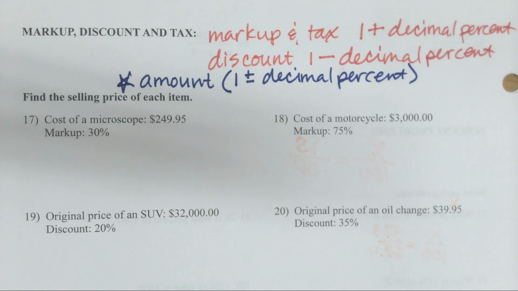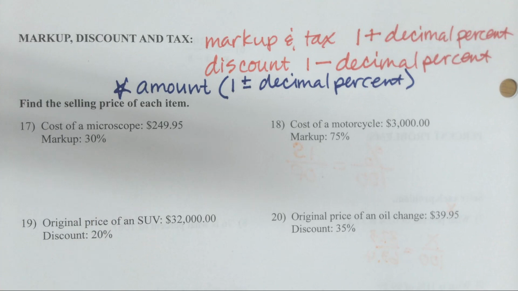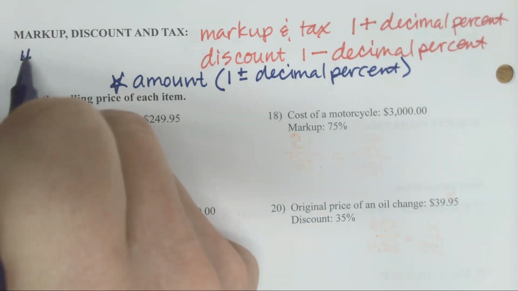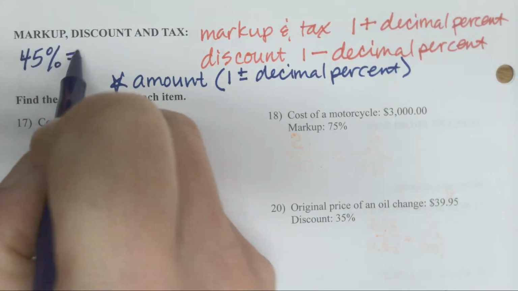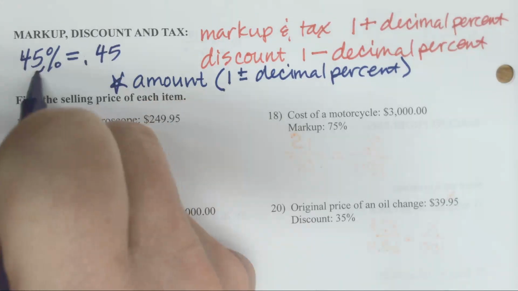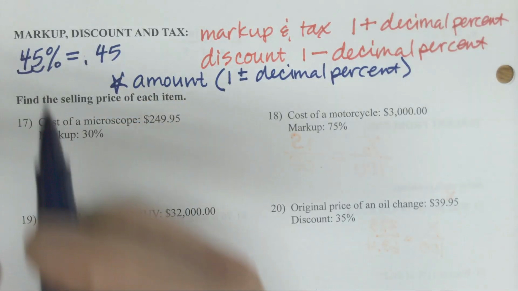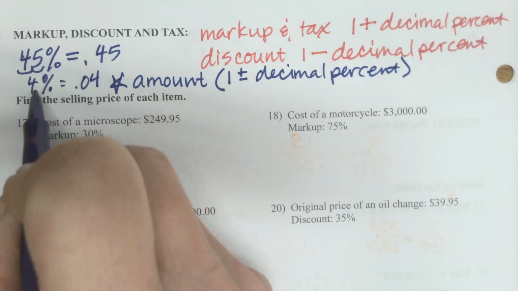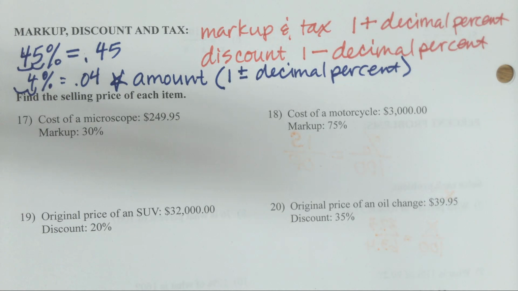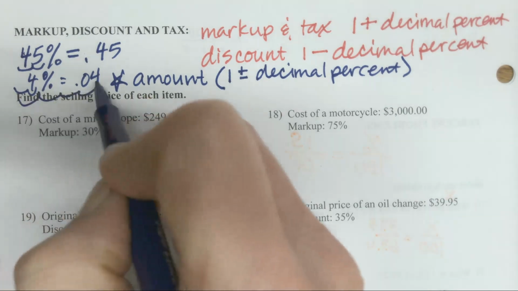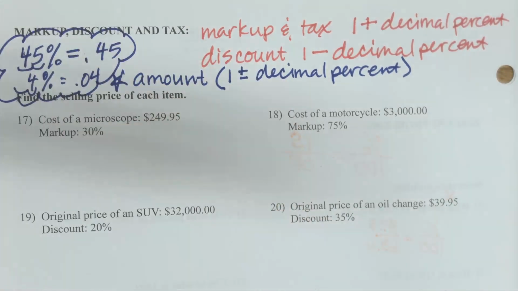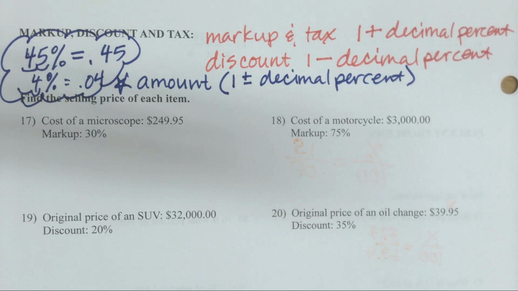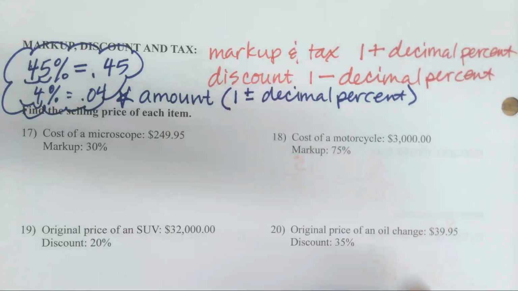So you just make sure that you convert your percent. Remember, a percent to a decimal. 45% equals 0.45. Move your decimal point over twice. But 4% equals 0.04. Move your decimal over two. So remember that. Okay, so get that formula down. Again, that's the general formula that you'll use.